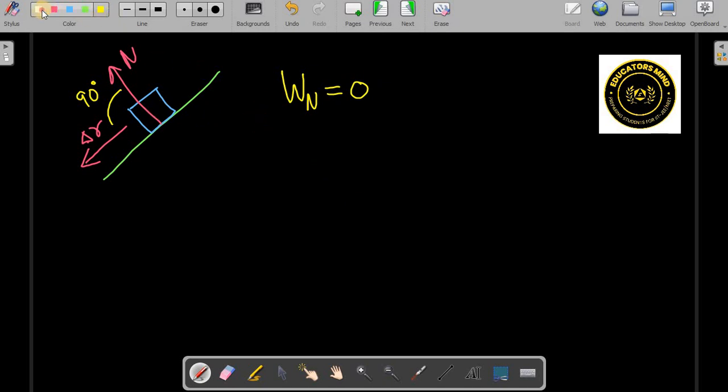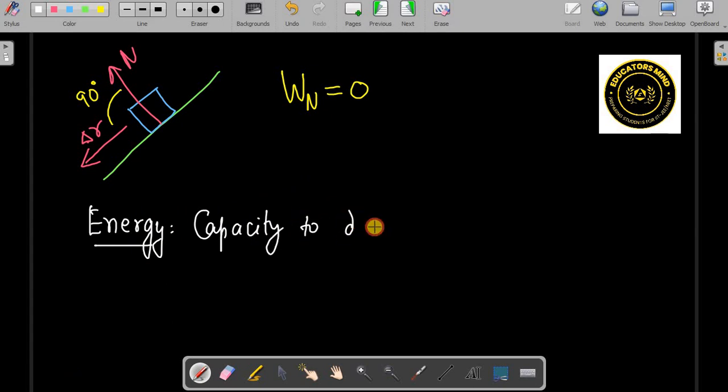Now let us understand next what is energy. What is energy? We will see more problems later, but let us understand energy. Energy is nothing but the capacity to do work.